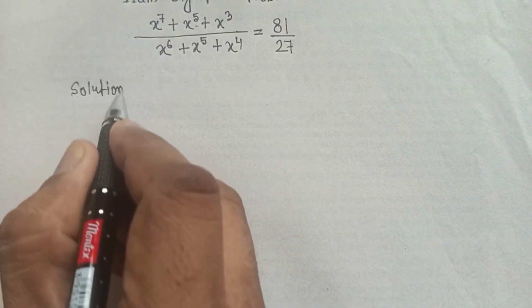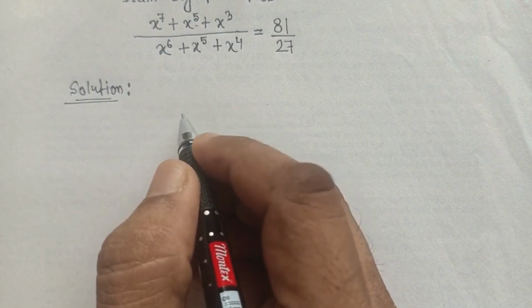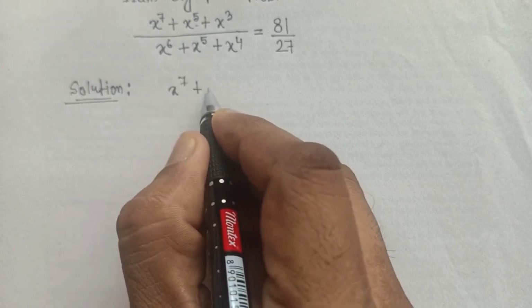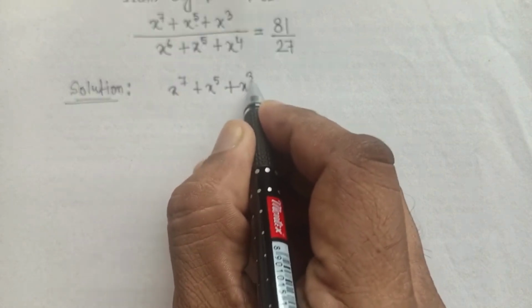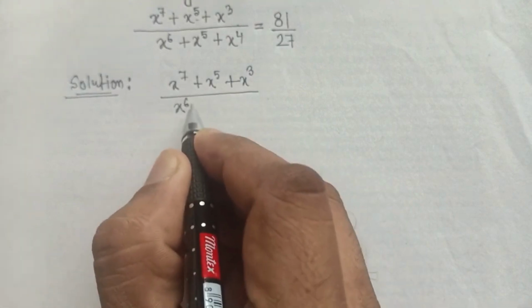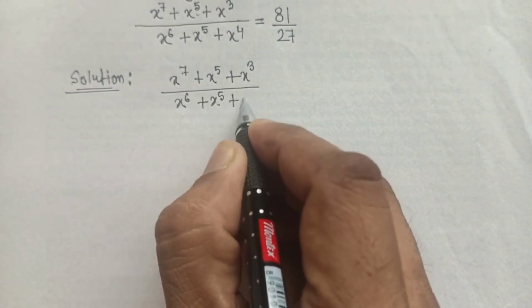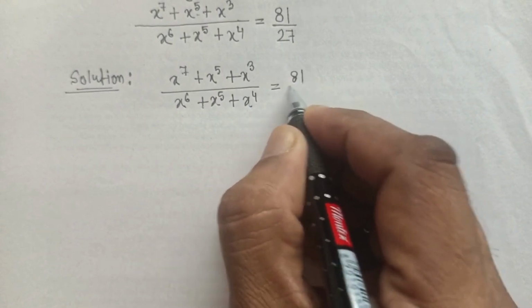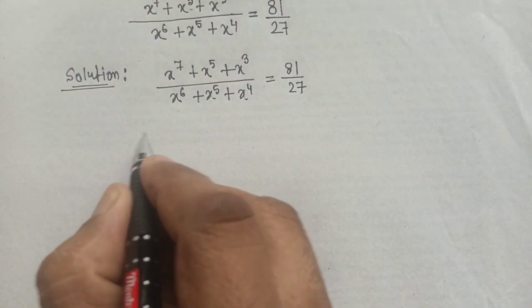So we have started to find out the solution or value of x. We have the expression (x^7 + x^5 + x^3)/(x^6 + x^5 + x^4) is equal to 81/27.